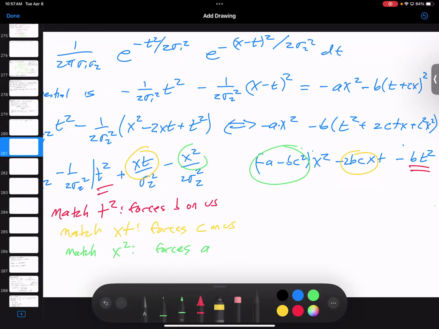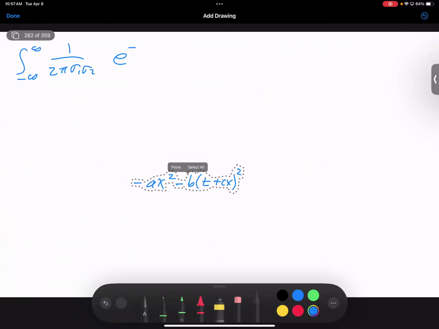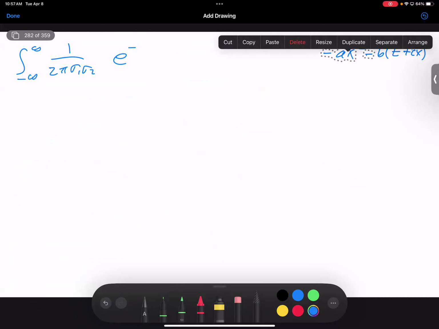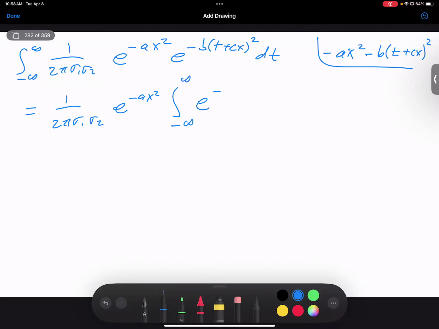I'll just put that over here. So this is what we had. So it's minus ax squared e to the minus b t plus cx squared dt. All right, I can pull out the 1 over 2 pi sigma 1 sigma 2. I can pull out the e to the minus ax squared because there's no t dependence. I now have the integral from minus infinity to infinity e to the minus b t plus cx squared dt.